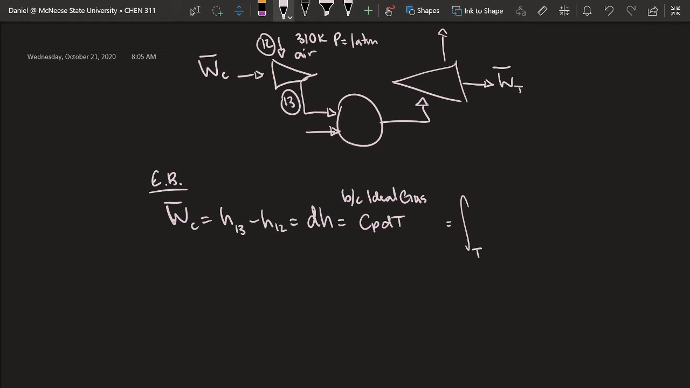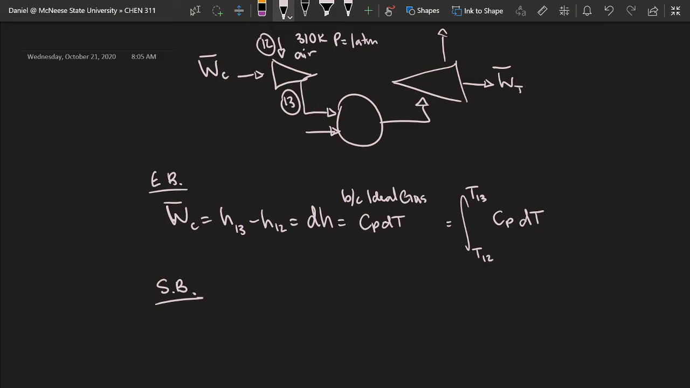So that's the problem. You don't have T13, and you don't have work. So you have one equation and two unknowns. And so you need to have another equation, and that other equation is going to be your entropy balance.